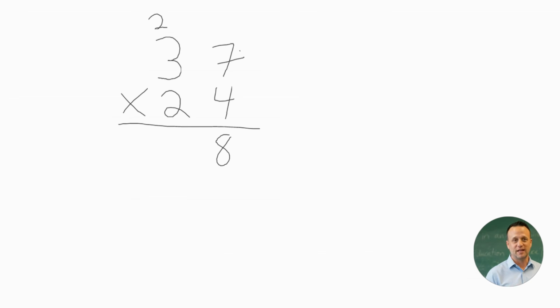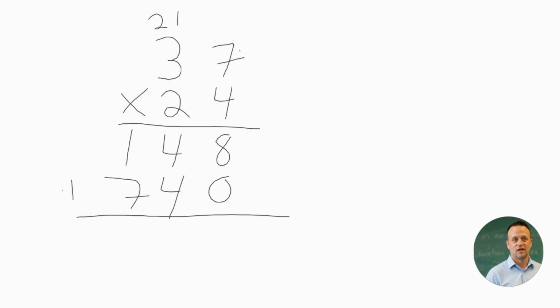Then I did the most important part of multiplying multi-digit numbers by multi-digit numbers. I put down a 0 to hold my place value. Next, I multiplied the 2 by the 7 and got 14. I carried the 1 over the 3 and recorded the 4. Then I multiplied the 2 by the 3 and added the carried 1, resulting in 7, which I recorded next to the 4. At this point, I simply add our two partial products, 148 plus 740, which equals 888.